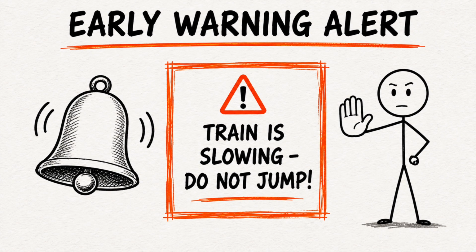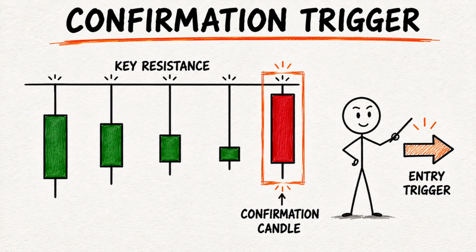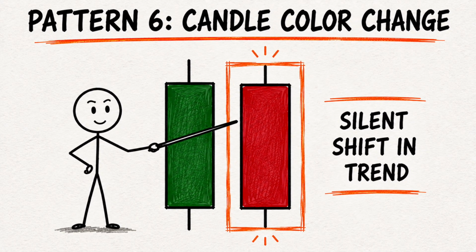Question for you: should you take a trade in the opposite direction as soon as you see candles shrinking? Answer: no. Shrinking candles are merely an early warning alert that the train is about to stop. A trade is triggered only when this shrinking pattern forms near a key resistance/support level and is followed by a confirmation candle. Pattern number 6, candle color change.